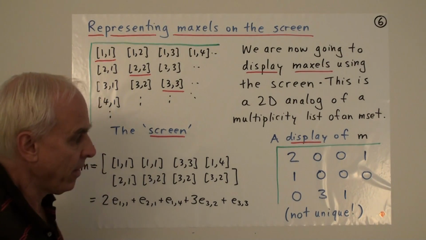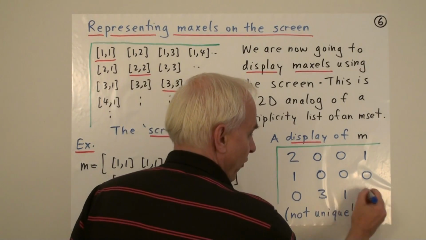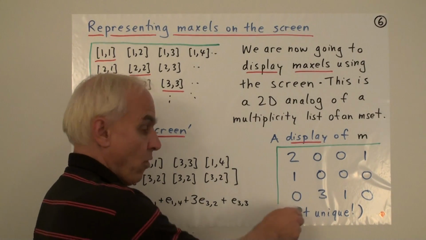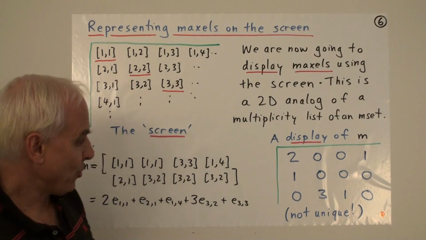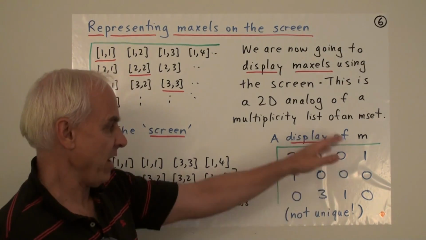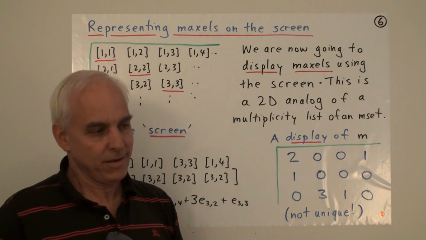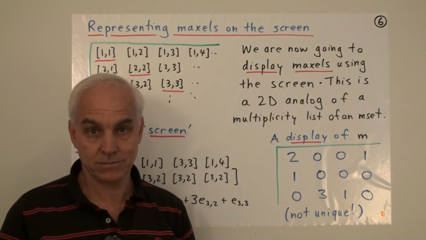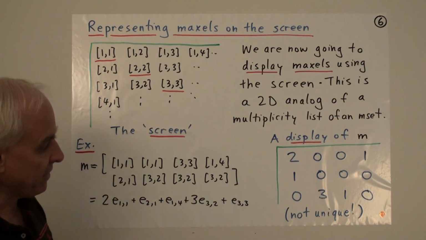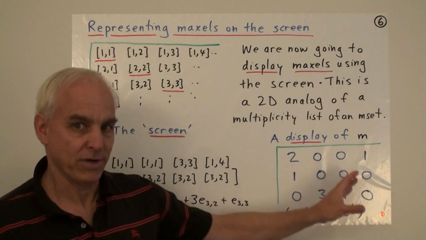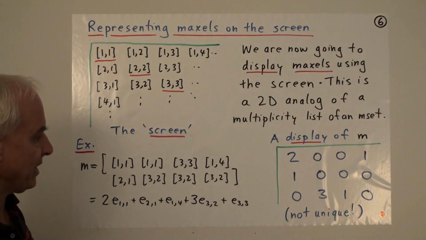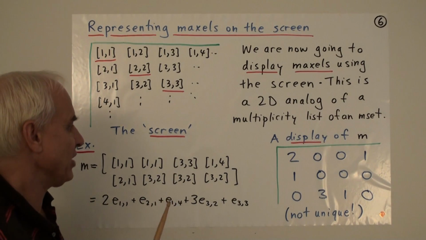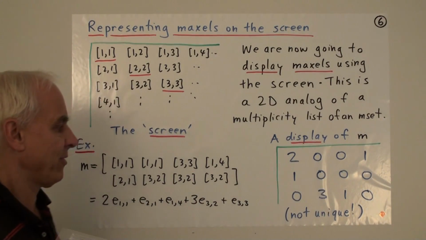Now we could also say, well, there's also 0,3,4. So we could add a 0 there. In fact, we could add a lot more zeros. We could then say, well, there's also 0,4,1s and 0,4,2s and so on. So this display of M is not entirely unique in the sense that we can always add more zeros below or to the right of whatever we have. Nevertheless, this is getting pretty close to a matrix kind of object that is encoding our maxel and connecting things with a two-dimensional table of numbers.